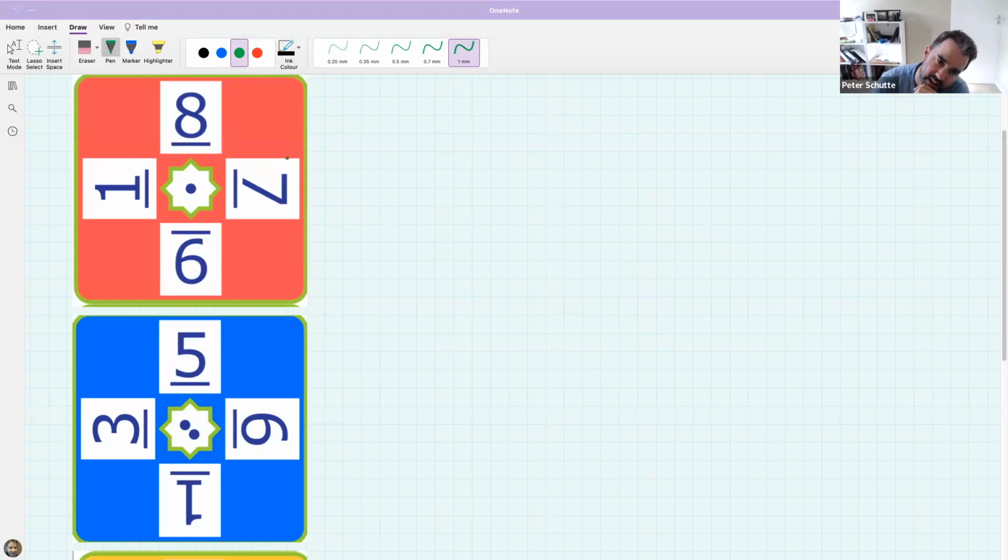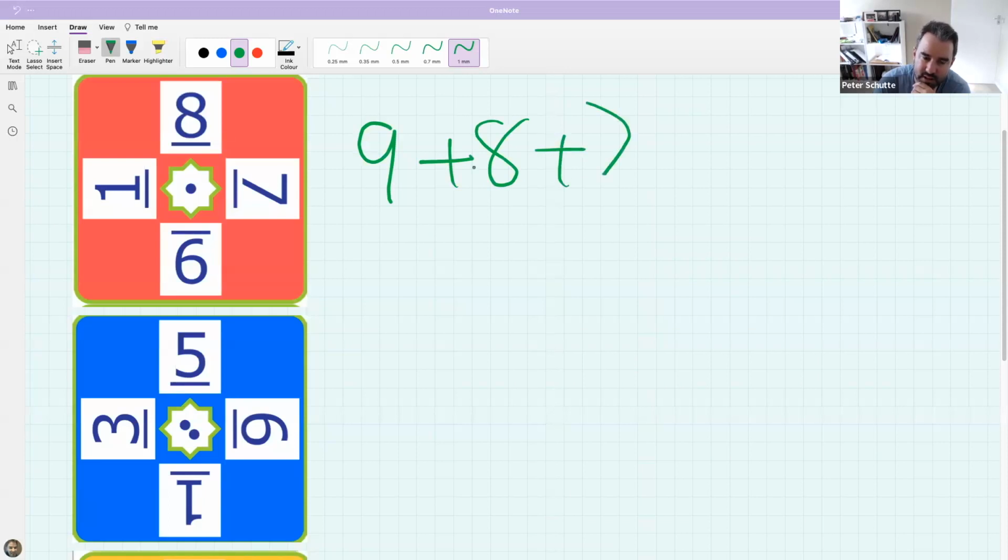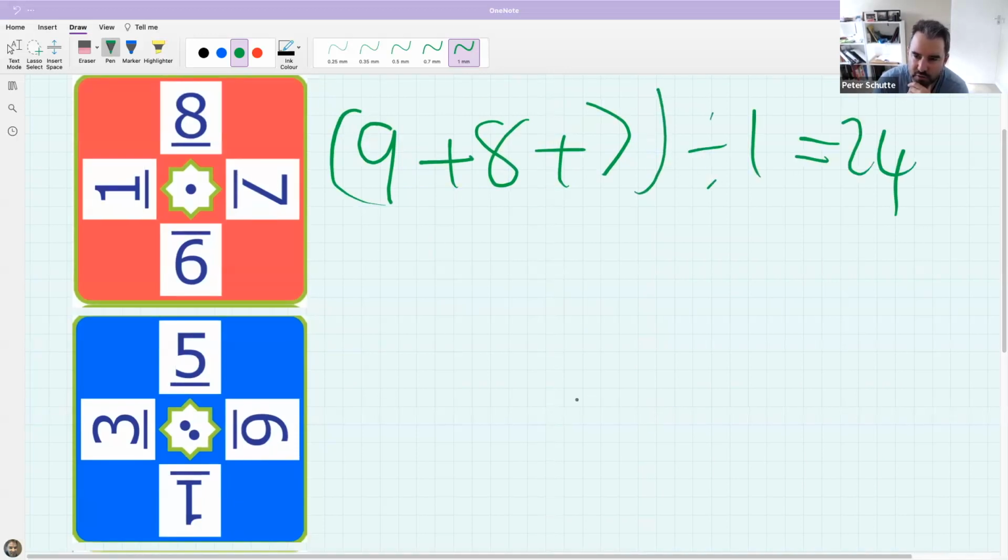Nine, 1, 8, 7. So 9 plus 8 plus 7 is 24. Oh, but then if you take all those and divide by 1, you have 24. So Ayanda and Mbali, I think Ayanda just got there first, but you have got the red ones done. What about the blue one? This is a 6.